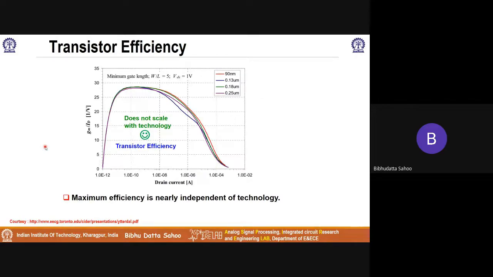So now, what is the transistor efficiency? The efficiency of a transistor is defined by GM over ID. GM is the voltage to current converter. How efficiently does it convert from voltage to current? And ID is the amount of current that you get. So GM over ID is therefore the efficiency, and we can clearly see that the efficiency of the transistor does not change with technology that much. So we should be operating in this region where the efficiency is maximum, and maximum efficiency is nearly independent of technology. Okay.